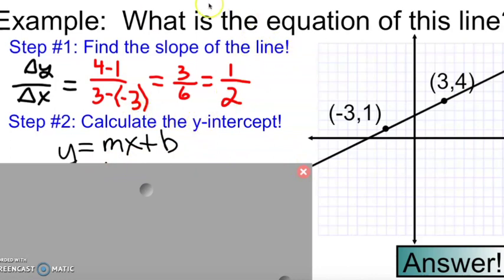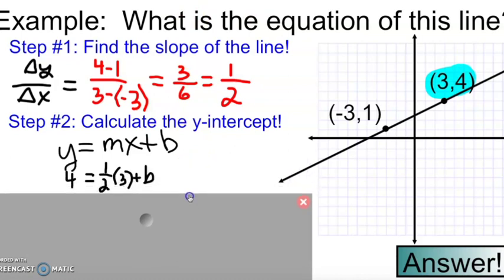So which point do I use? Well, I could use negative 3, 1, but I don't want to use that point because it's got a negative in it. So I'm going to use this point right here. I'm going to use 3, 4. That way I don't have any negatives in my point, and it'll make it easier to fill it in.